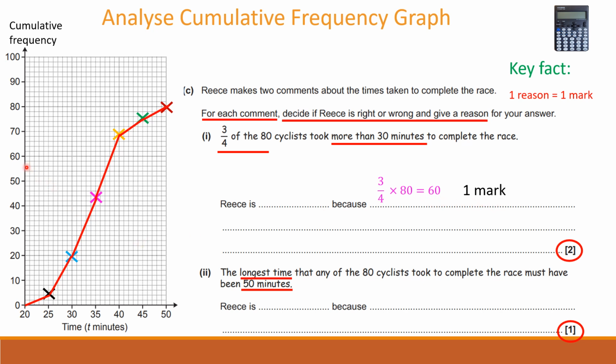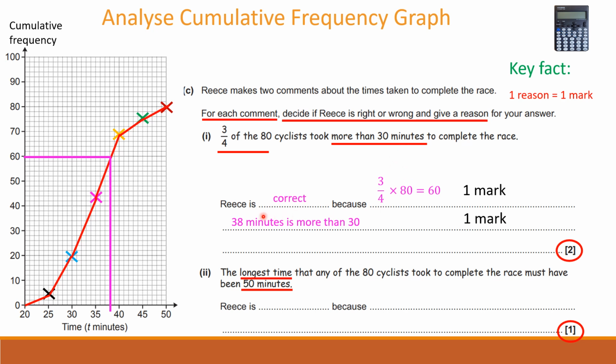Now this is on our cumulative frequency curve, so we need to look for 60 on our cumulative frequency curve to see how many cyclists there were. So we draw a line across at 60, then we draw a line down, and we can see here we're at 38 minutes. Now because we're at 38 minutes, it says 3/4 of the 80 cyclists took more than 30 minutes. So 38 is more than the 30 minutes given in the question.